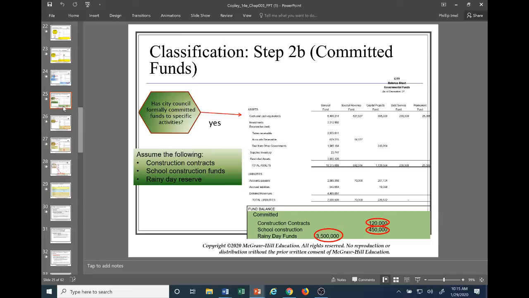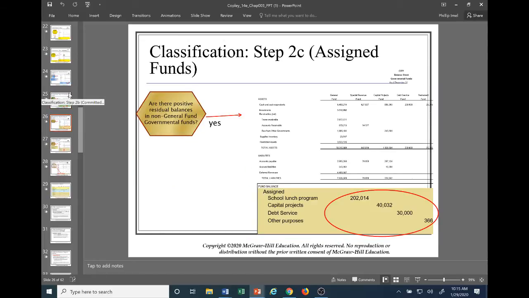So now let's move on from there. Now we're going to go to assigned funds, because that's our next level down. So we're just continuing to build this fund balance section. And it says, are there positive residual balances in non-general fund governmental funds? Why are they asking us that? We were just talking about why: because the unassigned only happens in the general fund. So remember, GASB does not permit any positive balances that are not assigned within any of the other four governmental funds. So that's why it's saying, are there positive residual balances in non-general fund governmental funds?